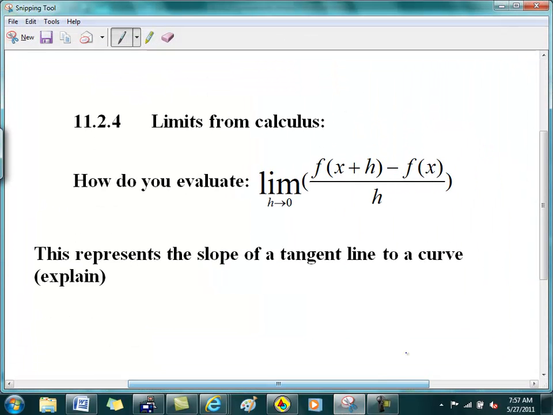I don't know how many people recognize this, but this kind of question was on one of the SMAs. That was an SMA question. And we have done this before. We did it somewhere in chapter 2 or something like that. H goes to 0.